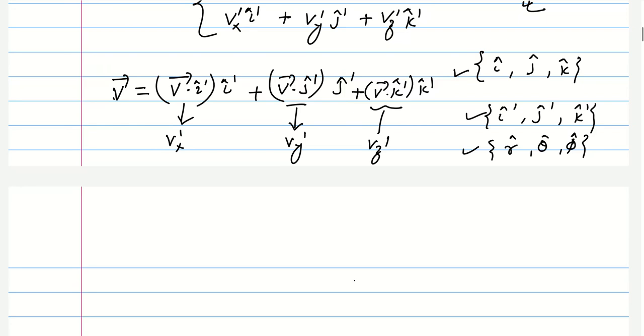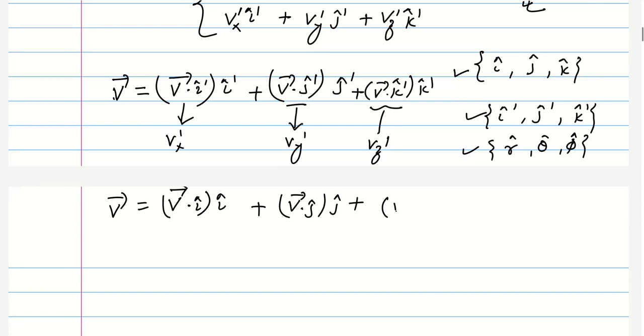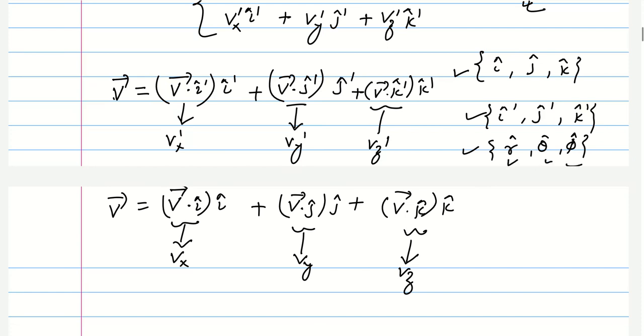The thing to notice here is that if you want to represent this vector in the i, j and k basis, you will repeat the same procedure: i dot v multiplied with i, j dot v multiplied with j, k dot v multiplied with k, right? So this becomes vx, this becomes vy, and this becomes vz. Likewise you can represent it in the r, theta and phi basis also.